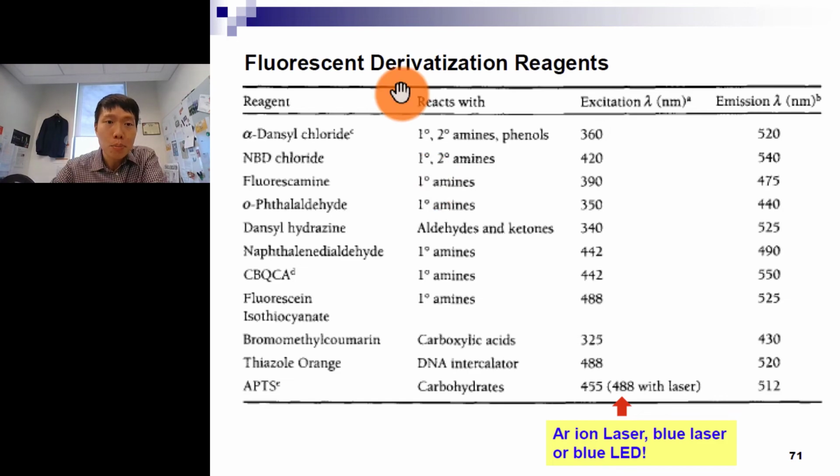These are some very important reagents. You need to know some of them, what each reacts with, and I think these two are more important for you. At least you can name some of these species. APTS is what we use in the lab a lot for carbohydrates. Excitation wavelength, emission wavelength. In this case, we are using an argon ion laser, which is blue in color.